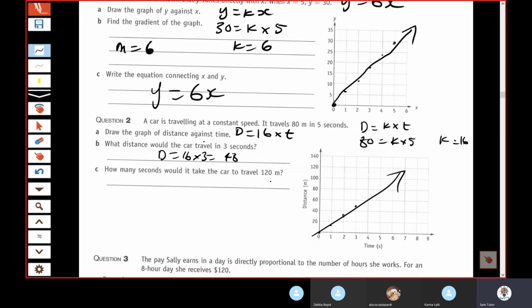How many seconds would it take the car to travel 120 meters? Something like whatever we would have had, but let's work it out exactly. 120. To find time, you just divide it. 120 divided by 16. Oh, not bad. 7.5. So it would have been something here if I had kept on properly. Seconds.